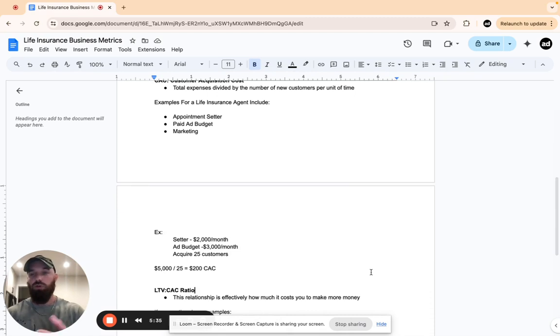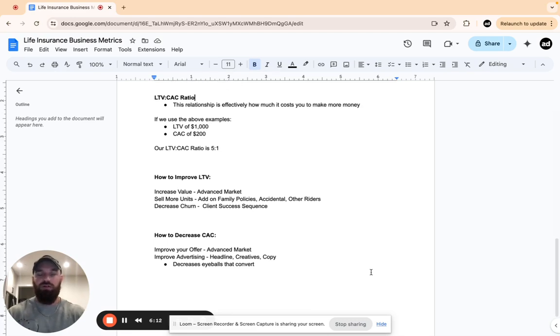Let's say right now you're working with a setter, maybe you're paying them a wage of $2,000 per month. And per month on ads, you're spending $3,000 a month. And through having your setter working, through your ad budget, obviously working those leads, you acquire 25 customers that month. So what you would do to find your CAC is you're going to take that total in spend and cost, which is $5,000 divided by the 25 customers that it got you over the course of that month, and your CAC for that month would be $200.